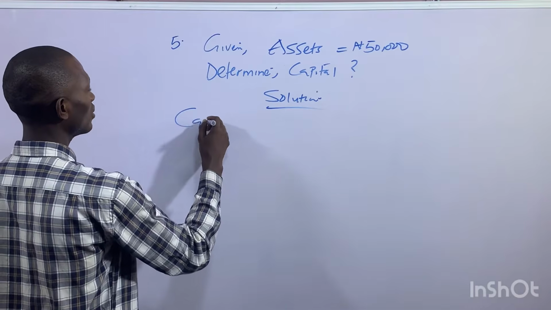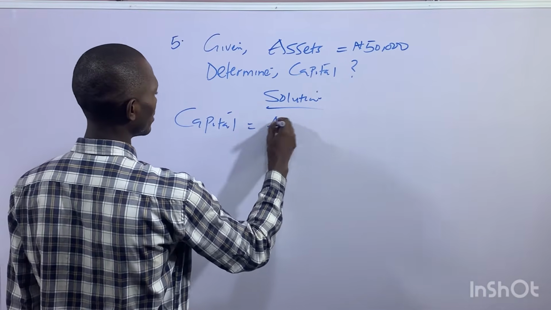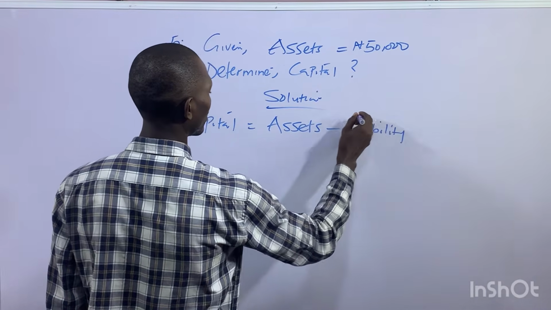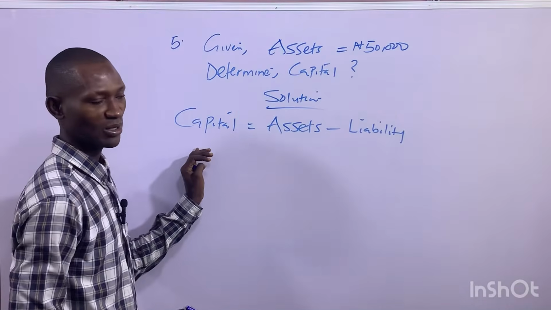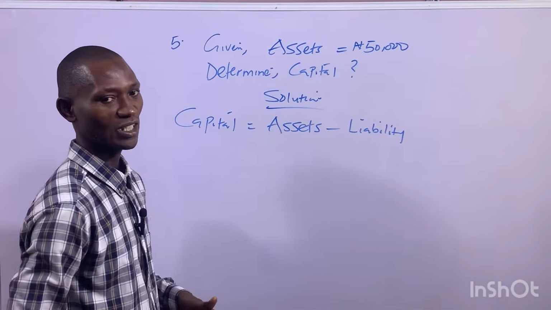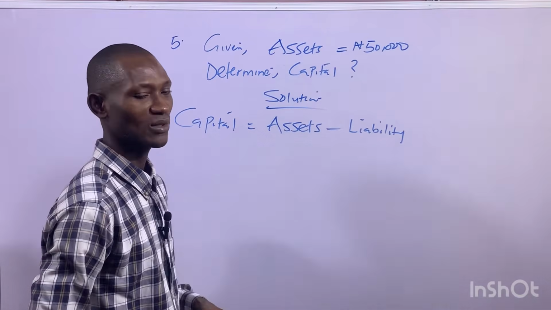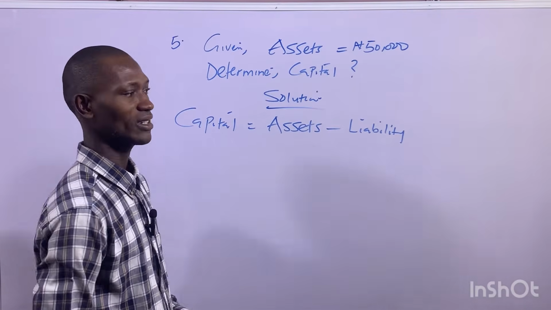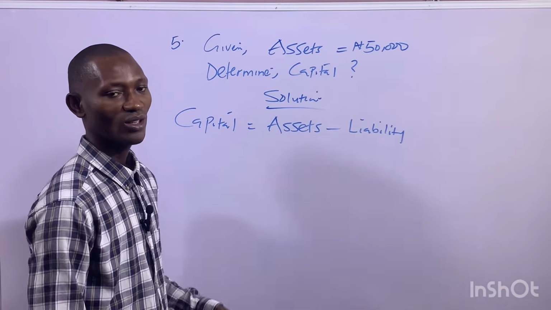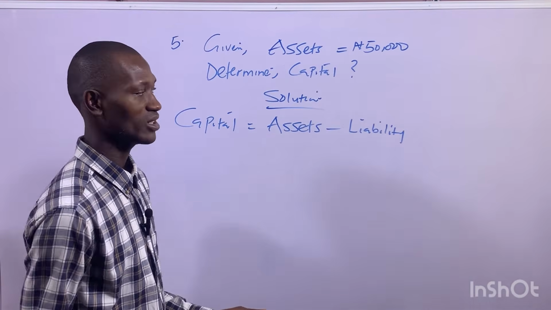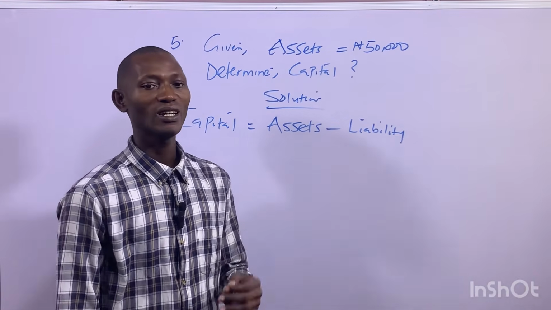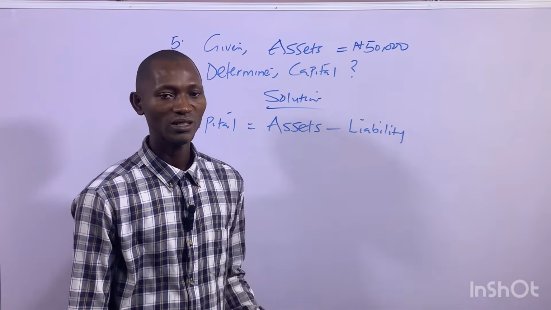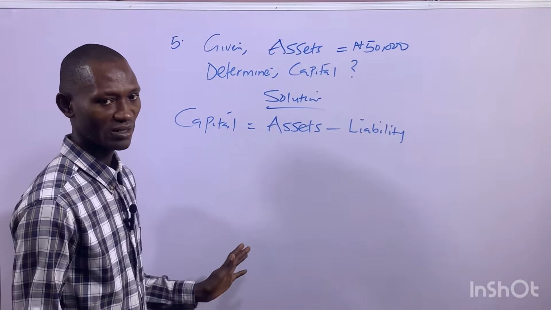And you all know capital is expressed as assets minus liability. To determine your capital, you have assets minus liabilities. And don't forget, we did say earlier that most times capital may be equal to assets, and assets may be equal to capital. What that simply means is that the owner owns all the resources, all the assets of the business. It simply means the owner did not borrow money from anybody to start the business. That means no liability.